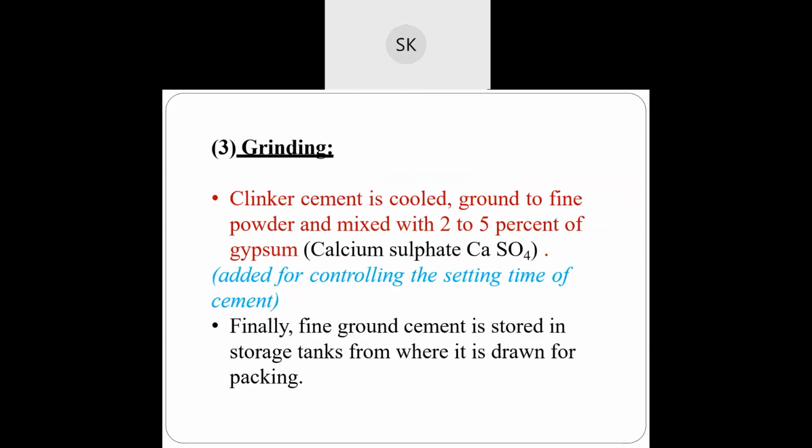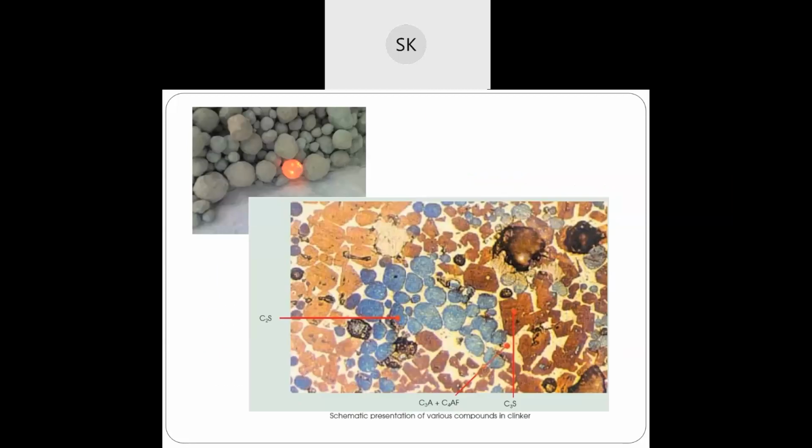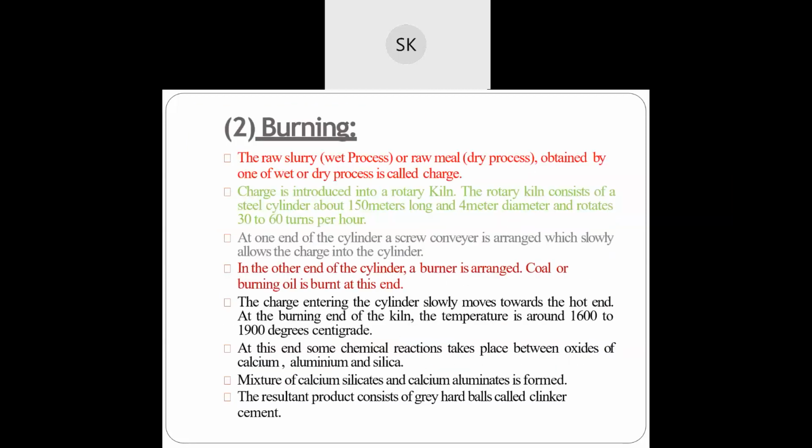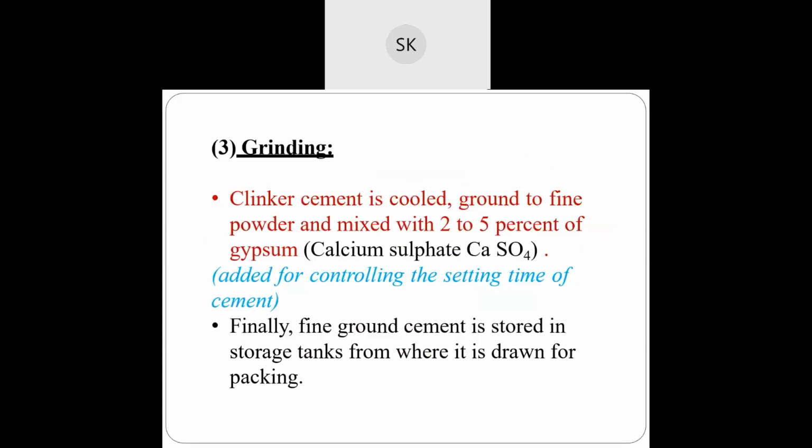Now, grinding. After you get this material, which is clinker cement, the clinker cement is cooled, then ground to fine powder. Clinker cement is in large stone form. They grind it to a fine powder and mix it with 2 to 5% of gypsum.